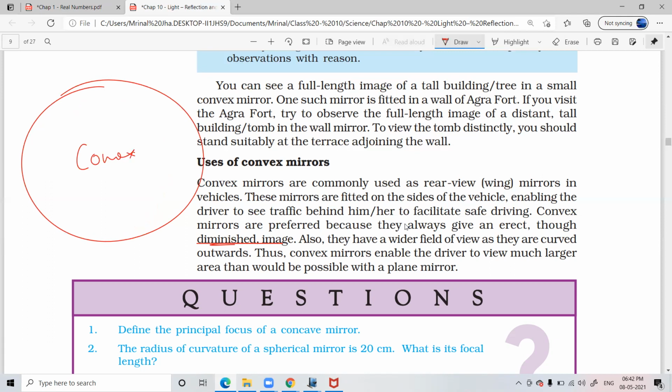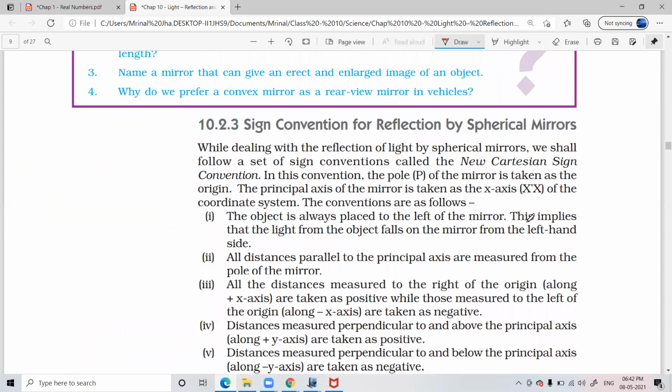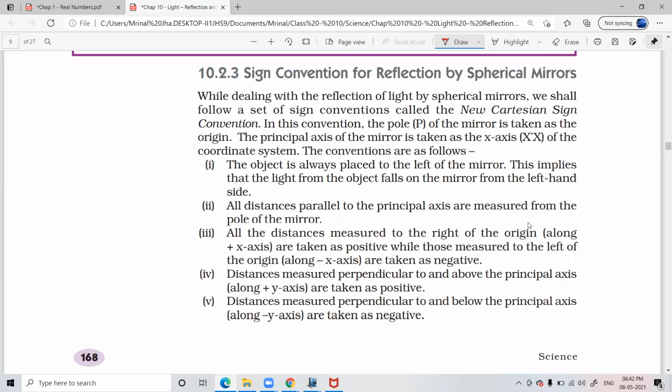It gives direct, diminished images, and you have a wider field of view. So all those reasons apply to this also. Okay. Fine. So are the uses of concave and convex mirrors clear to everyone? Yes, sir. Okay. So the next topic which we have to go through is the sign convention.